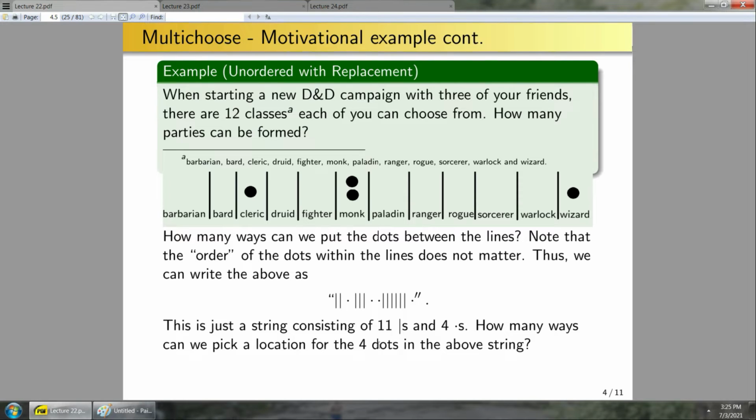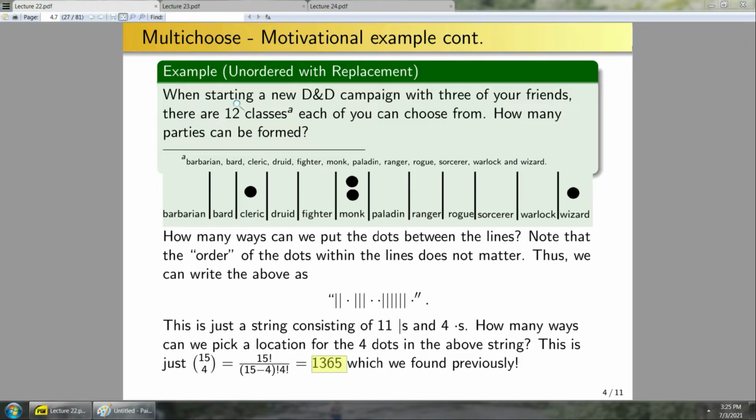So how would I compute the number of ways that I can pick the locations of the 4 dots? Well, there's 15 characters here, and I want to choose where 4 dots go. So this will simply be 15 choose 4, and I can evaluate this out. This is simply this expression here, or 1,365, and this is the value that I found previously.